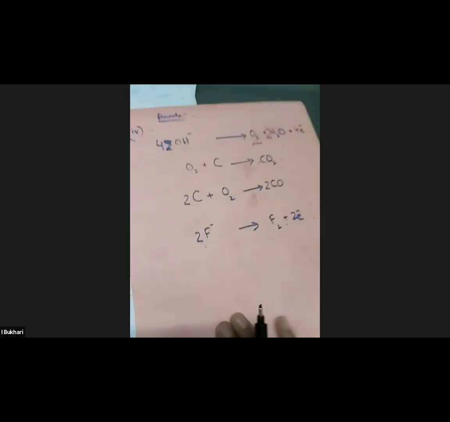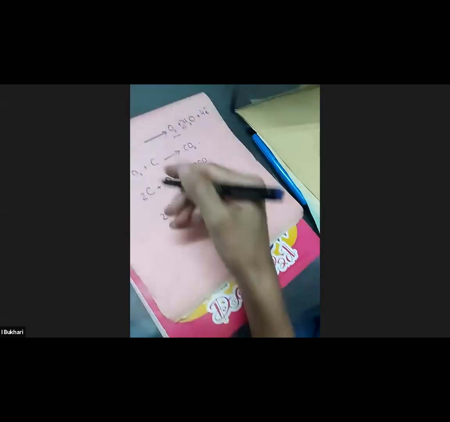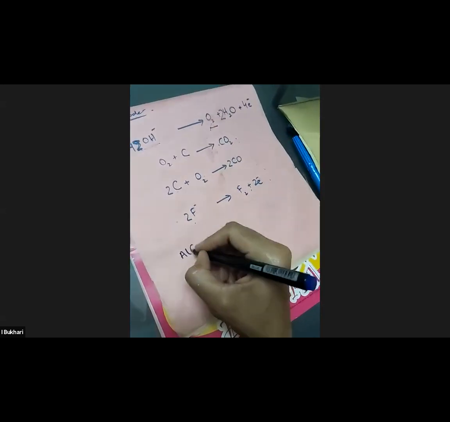Now, part B. The original method of extracting aluminium involved the reduction of aluminium chloride using the reactive metal sodium. Aluminium obtained by this method was very expensive due to the high cost of extracting sodium from sodium chloride. Complete the equation for this reduction. How will you write this? Okay, let me show you the video. Okay, what was the equation? Yeah, here. So I'm writing it here.